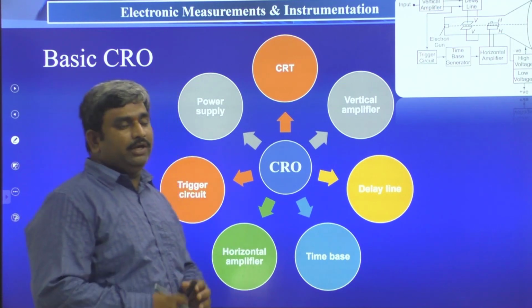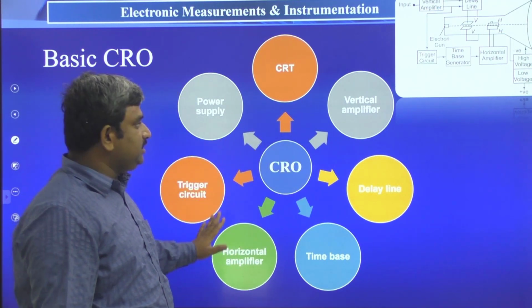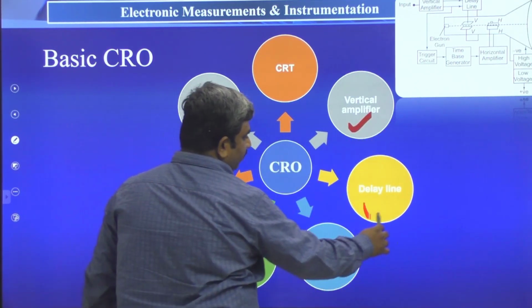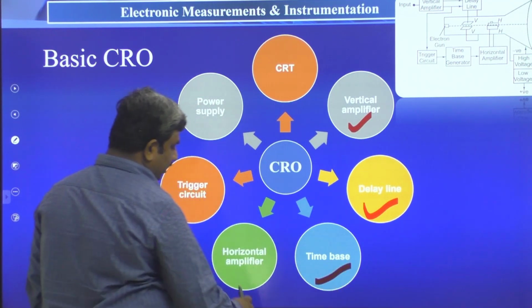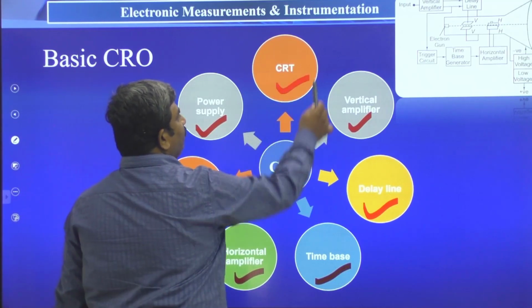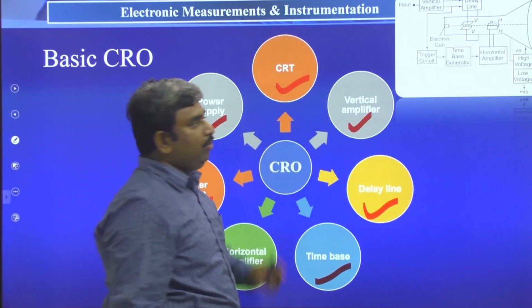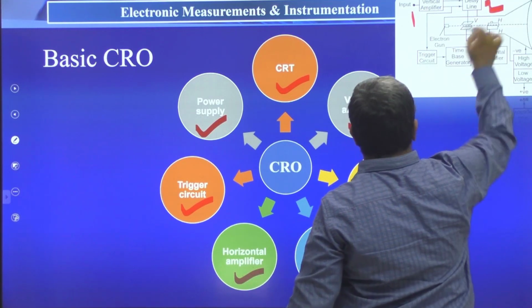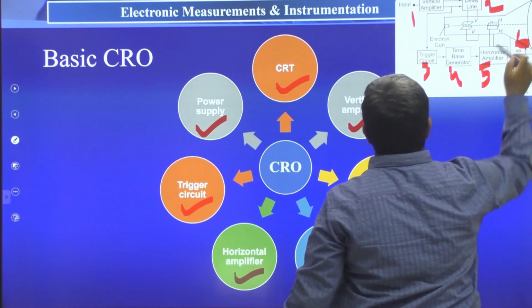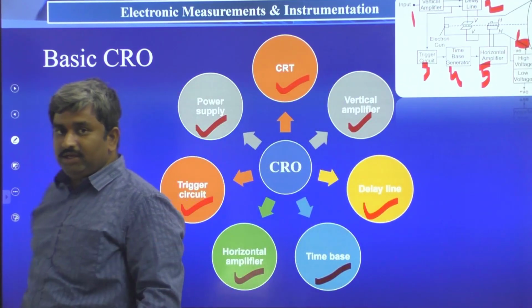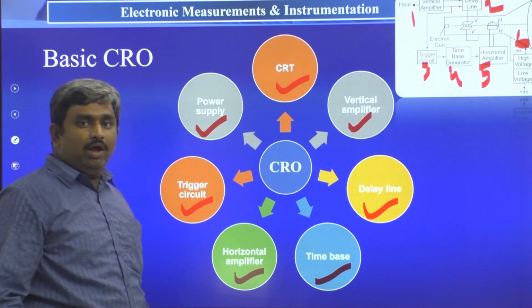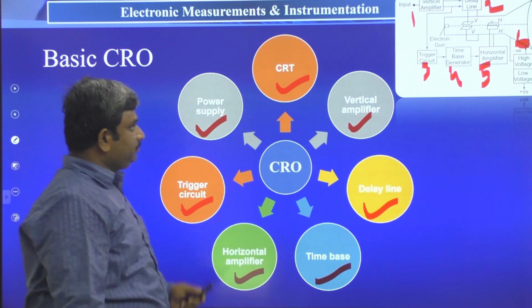Right. So coming to here, the total CRO consists of these parts. The first one, vertical amplifier; second, delay line; third, time-based generator; fourth, horizontal amplifier; fifth, triggering circuit; sixth, power supply; and the final one, CRT. Totally 6 blocks of our CRO, cathode ray oscilloscope. Okay, right.